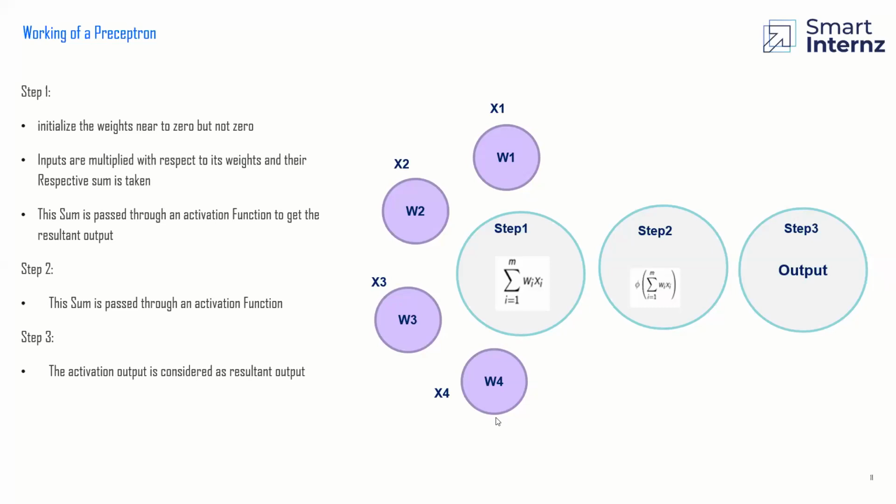The main aim of the activation function is to map the weighted sum to the output. Activation functions are of various types, which we are going to discuss now. So till now, I hope it's clear.